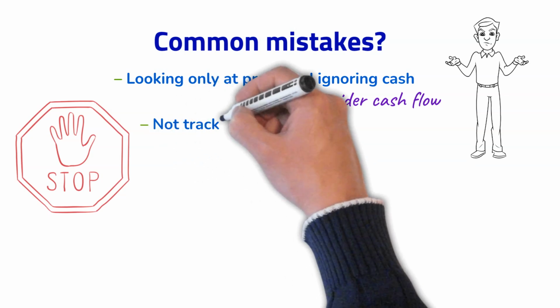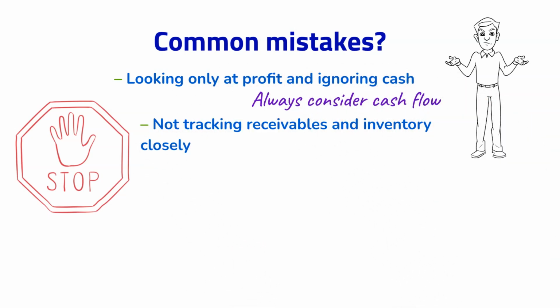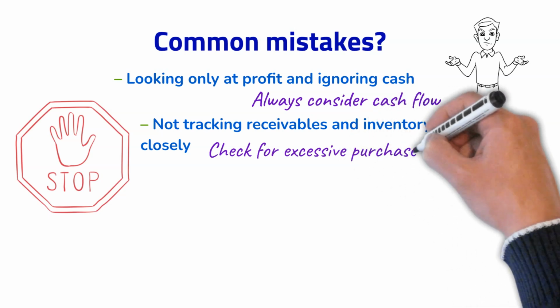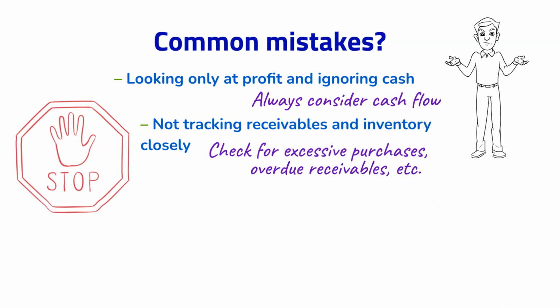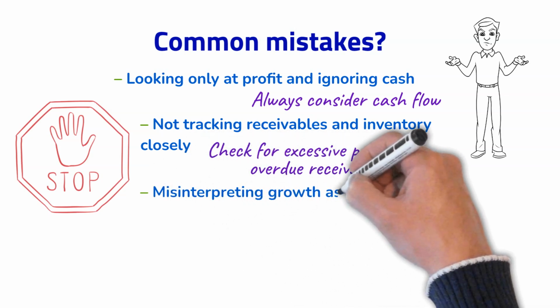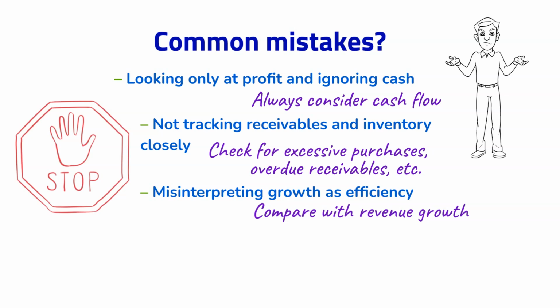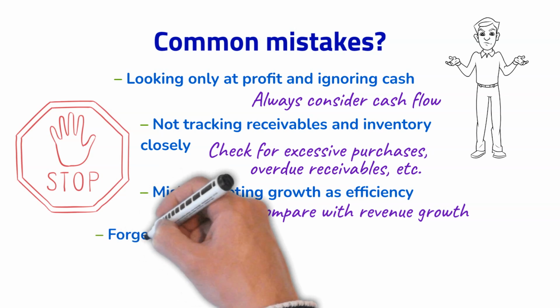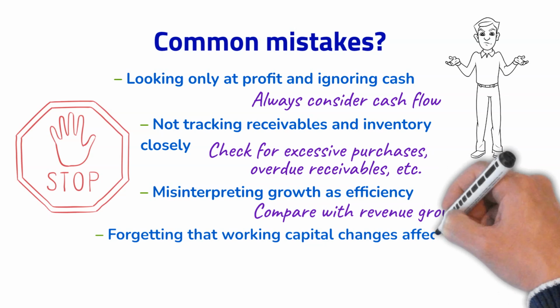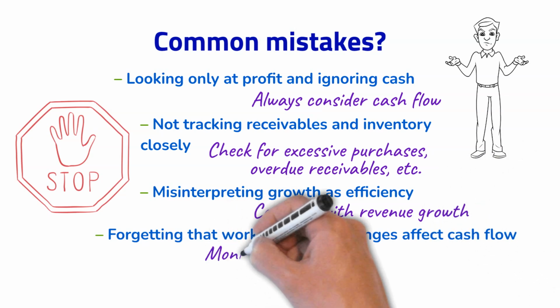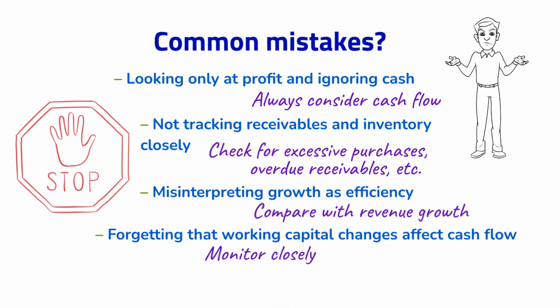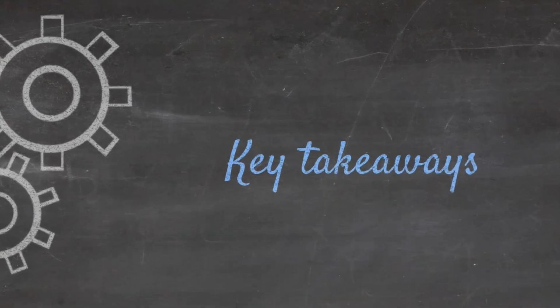Not tracking receivables and inventory closely. Check for excessive purchases, obsolete inventory, overdue receivables and customer credit terms. Misinterpreting growth as efficiency. Check whether increase in net working capital corresponds to your current or planned revenue growth. Forgetting that net working capital changes affect cash flow. Net working capital is not a theoretical thing, it directly impacts your cash. Monitor closely. Now, let's summarize what we have learned.